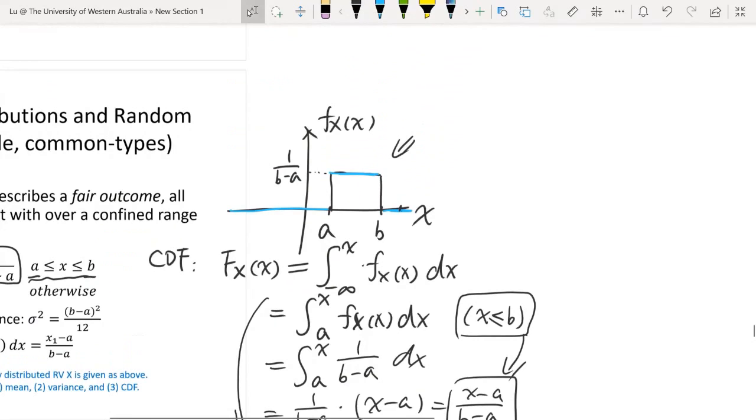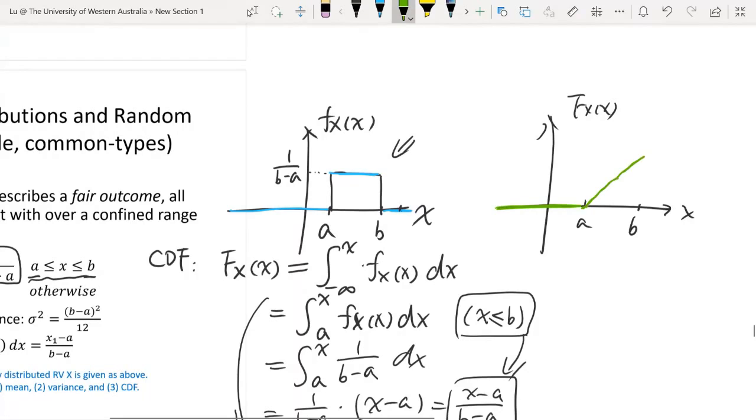Now, after you finish all these steps, you can find the CDF curve for a uniformly distributed random variable will be like this. It's a CDF curve. A is here, B is here. I'm using a green pen here. Before reaching A, we get constantly 0. And between A and B, we get a linearly increasing curve. The endpoint will be 1.